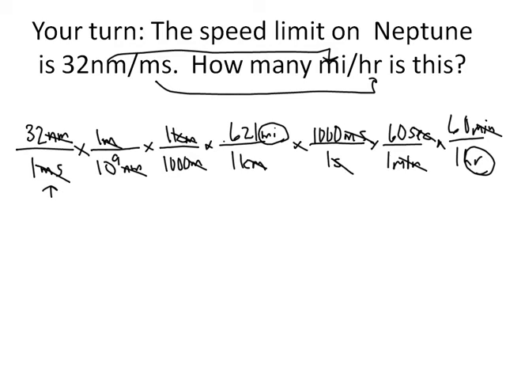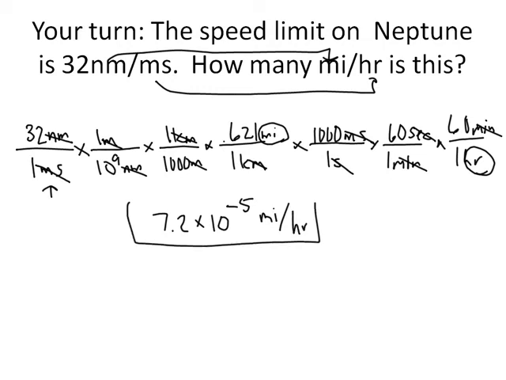So doing the math, 32 divided by 10 to the 9th divided by 1,000 times 0.621 times 1,000 times 60 gives me 7.2 times 10 to the negative 5th miles per hour. Notice I checked my sig figs here, saw there was 2, and so my answer has 2 sig figs.